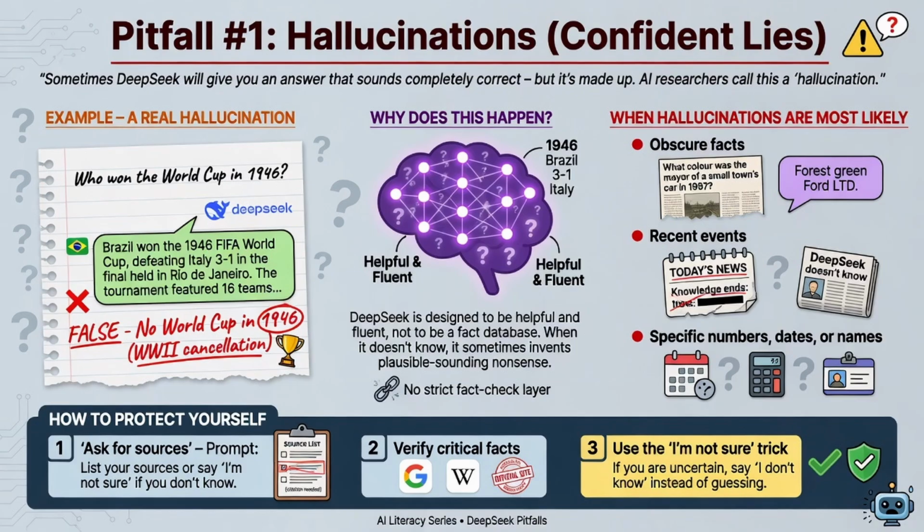How to protect yourself. Ask for sources. Prompt: list your sources or say, "I'm not sure," if you don't know. Verify critical facts with a search engine, Google, Wikipedia, or an official site. Use the "I'm not sure" trick. Add to your prompt: if you are uncertain, say, "I don't know," instead of guessing.